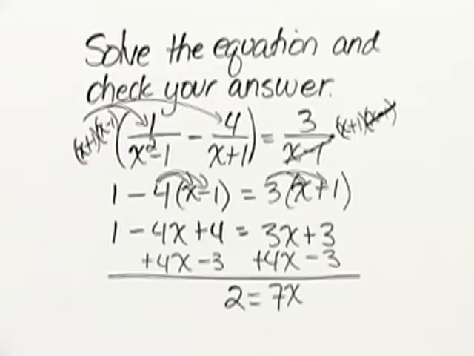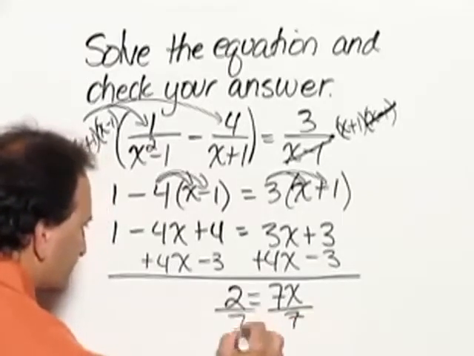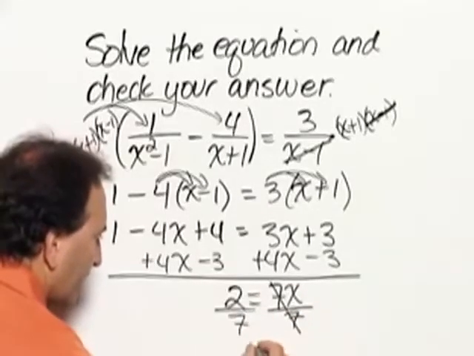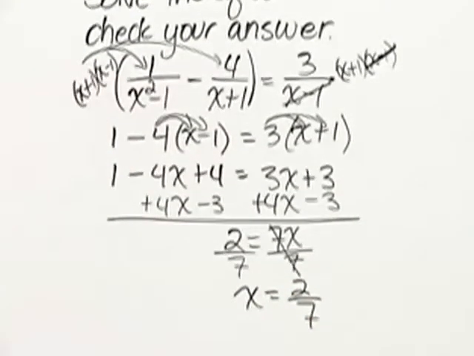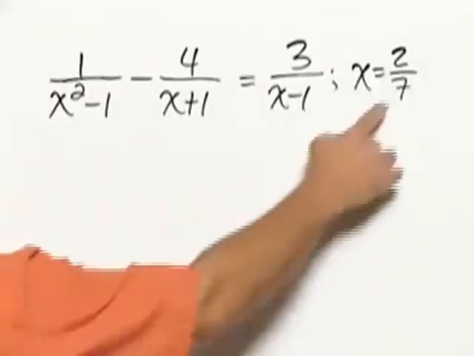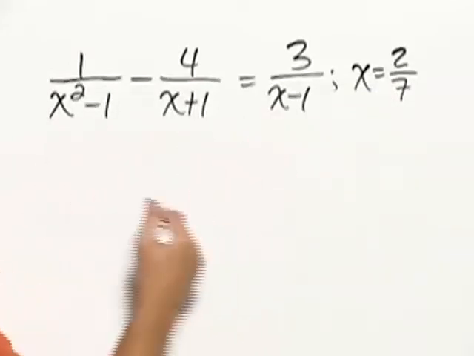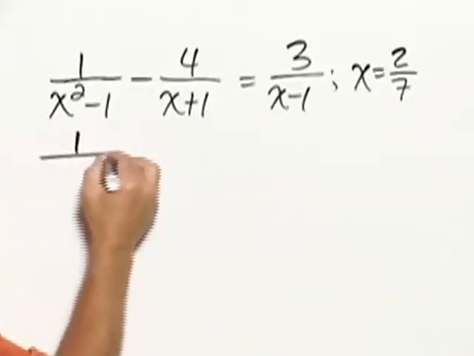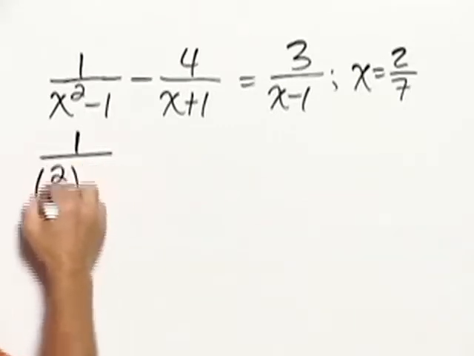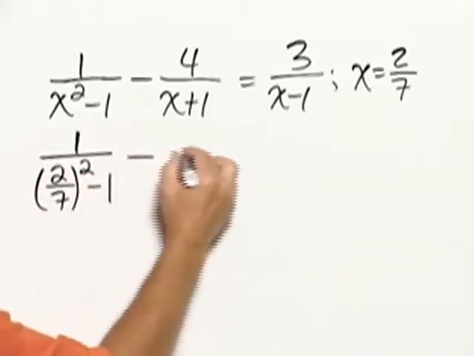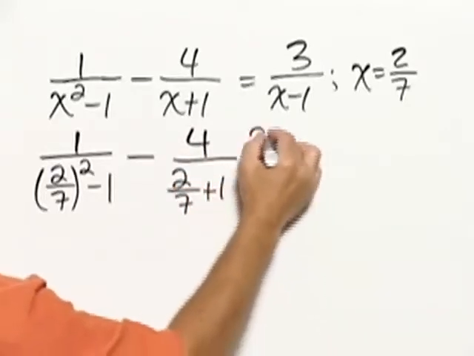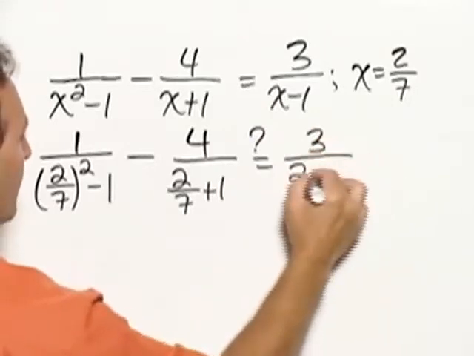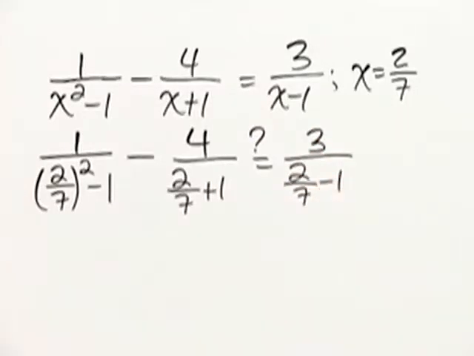Now we would divide both sides by 7, cancels out here, and we get the value x is equal to 2/7. Next, we need to do the check. We're going to substitute 2/7 in place of each of those x's. That gives us 1 over 2/7 quantity squared minus 1, minus 4 over 2/7 plus 1, and we want to know, does that equal 3 over 2/7 minus 1?